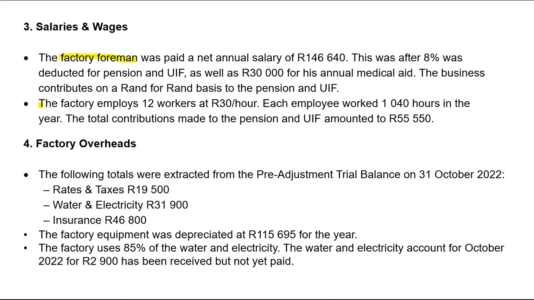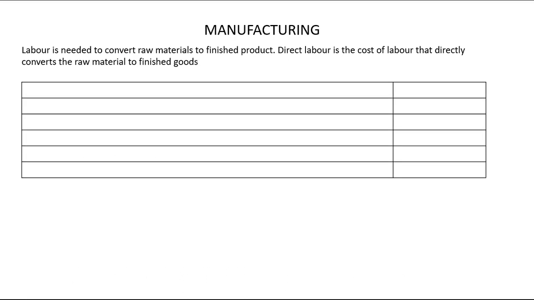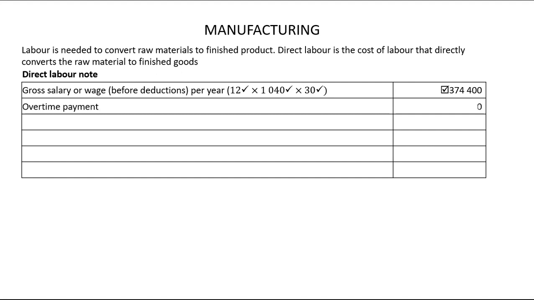Then they said to you in point 2, the factory employs 12 workers and they get paid 30 Rand per hour. Each worker worked 1,040 hours in the year. Had they said per month, it was going to be 12 times 30 times 1,040 times 12. But here they said in a year. So for us to get our direct labor cost, we are simply going to take the 12 times it by 1,040 times it by 30. And that will give us 374,400. We were going to add overtime payment as well as bonuses, but we didn't have any.